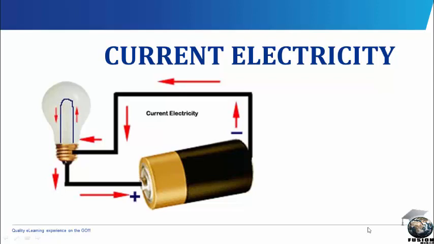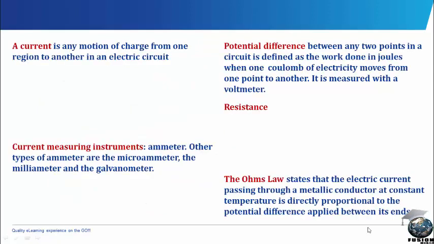Now let's discuss current electricity. This is the branch of physics that deals with the moving charges. A current is any motion of charge from one region to another in an electric circuit.